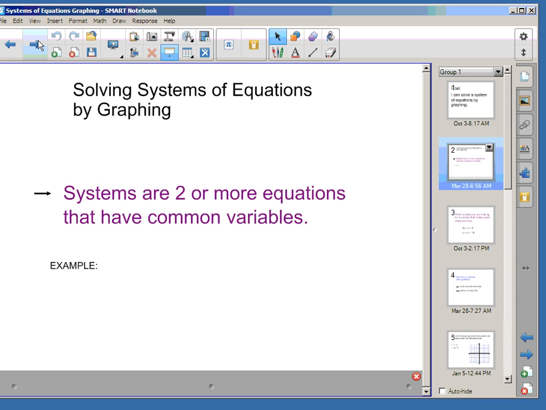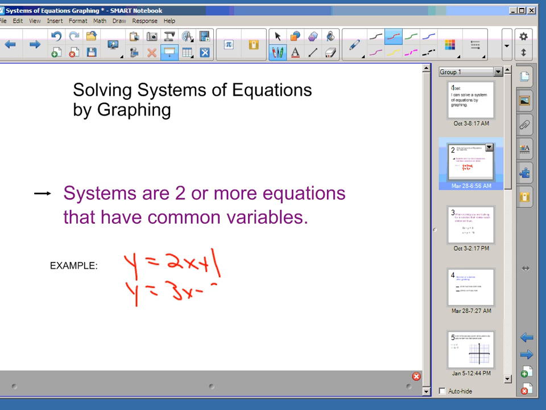So systems are two or more equations that have common variables. For example, y equals 2x plus 1, and maybe y equals 3x minus 5. There are two equations that have both x's and y's, or whatever the variables are. Notice these both have x's and y's, but the problem is there's two variables. So it kind of makes it a little tricky. It's a system, it's two together.